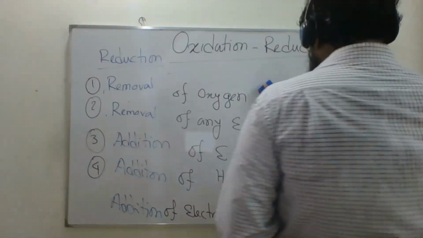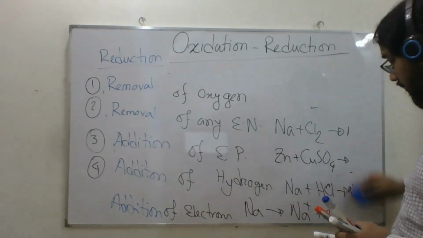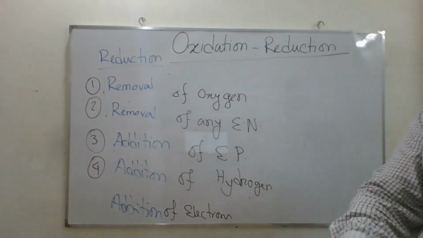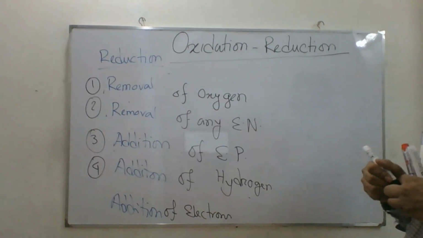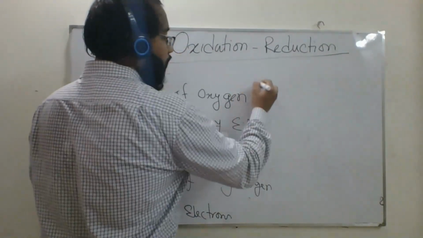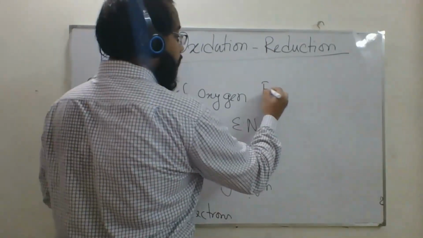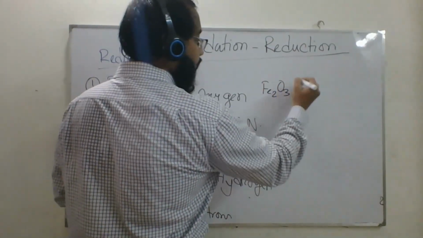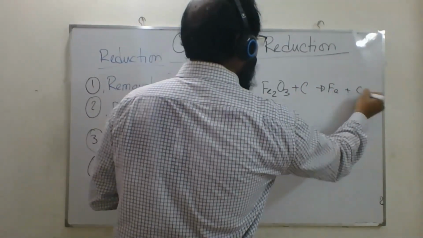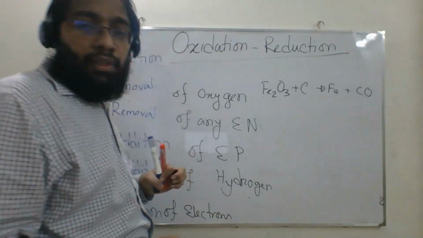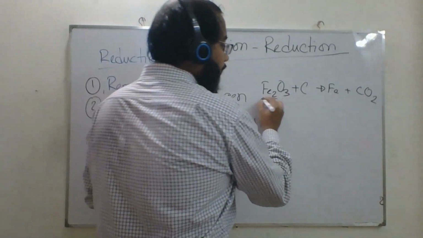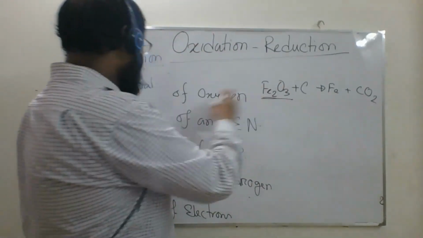Then the reactions will change. The changed reactions will be like this. Removal of oxygen: Fe2O3 plus carbon gives iron plus carbon monoxide or carbon dioxide. That means this iron gets reduced because oxygen is removed.